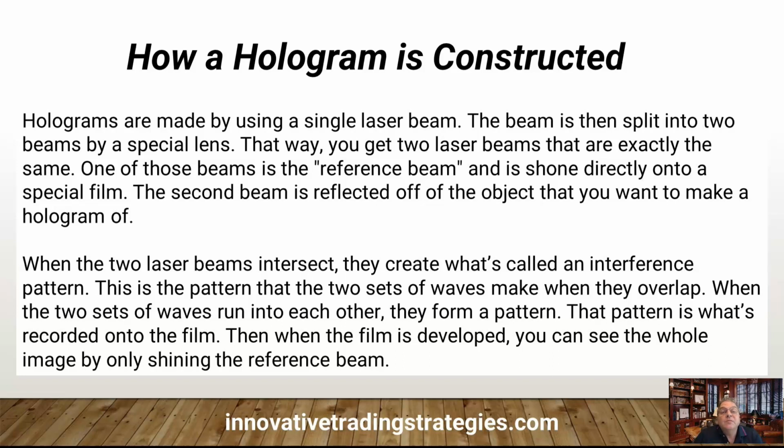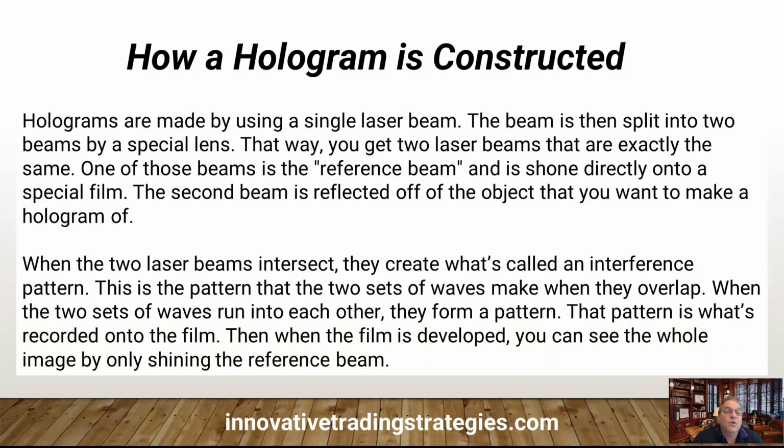Now I'm going to show you an image here, so this makes a lot more sense. We've all seen holograms. You wondered, how can they make those things three-dimensional? This is how they do it, and how this is going to be very similar to the markets. When the two laser beams intersect, they create what is called an interference pattern. This is the pattern that the two sets of waves make when they overlap. That pattern is what's recorded onto the film. Then when the film is developed, you can see the whole image by only shining the reference beam.